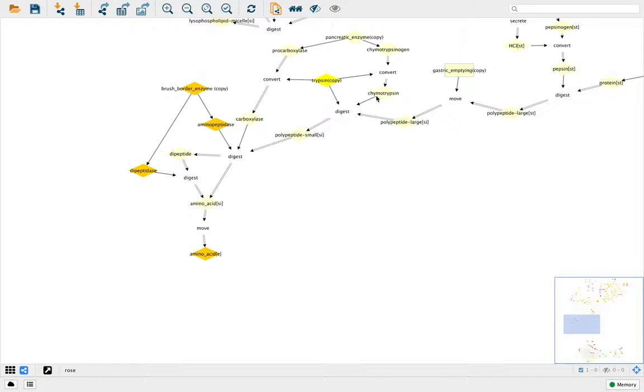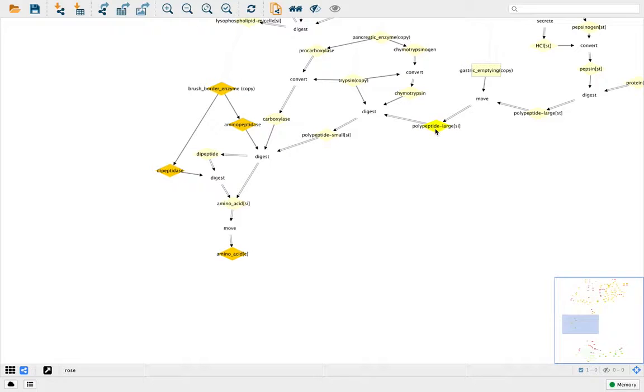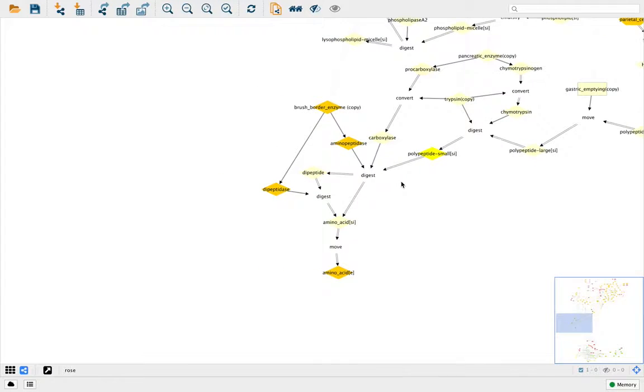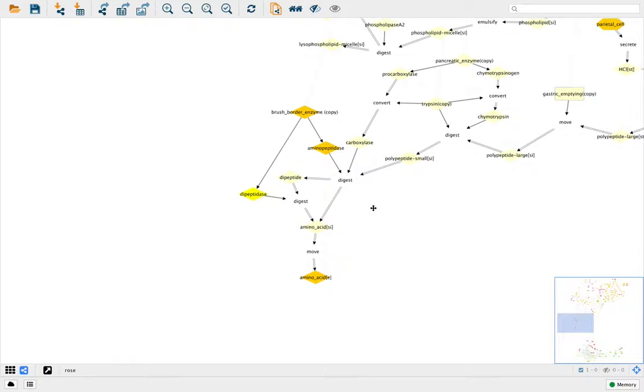With the help of trypsin and chymotrypsin, large size polypeptide is digested into small size polypeptide. And this small size polypeptide will be finally digested into dipeptides and into amino acids. This digestion is performed by aminopeptidase, carboxylase, and dipeptidase.